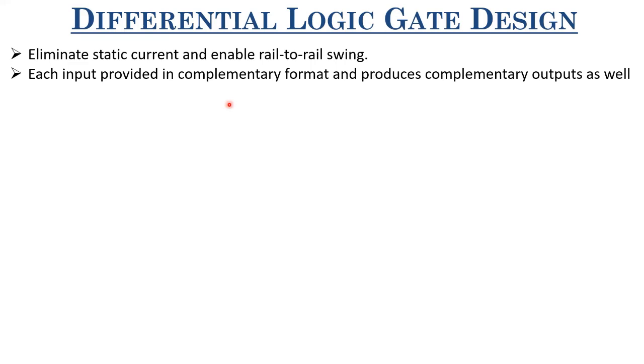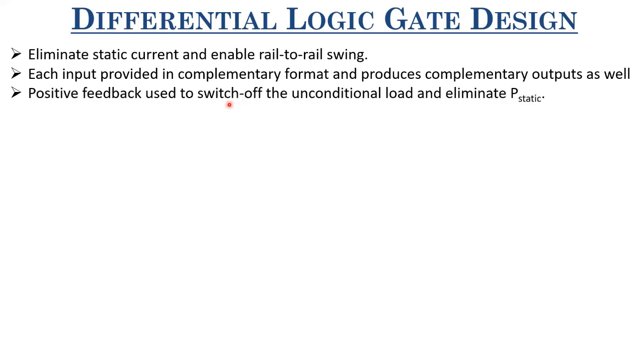It uses a positive feedback similar to the one that I discussed earlier, but there was some problem with that. But here in differential logic gate design, this positive feedback is used to switch off the unconditional load and eliminate static power. Even there it was the case, but that wasn't successful. If you implement the same circuit in the differential form, it makes it work. So that is why we are discussing this.